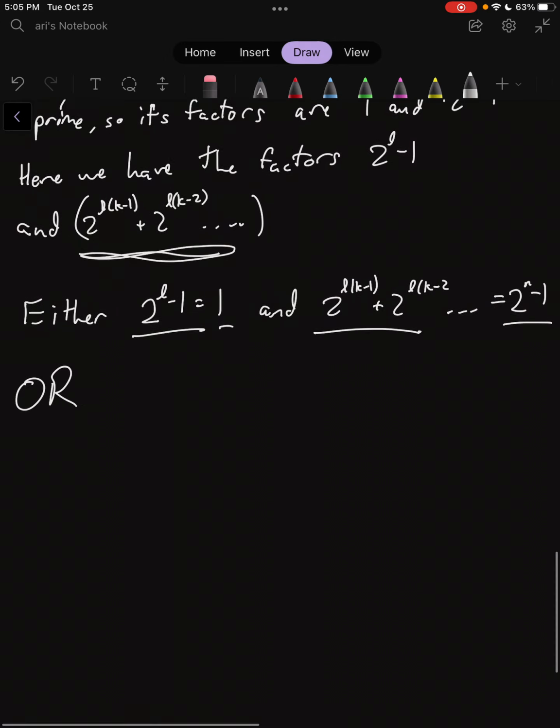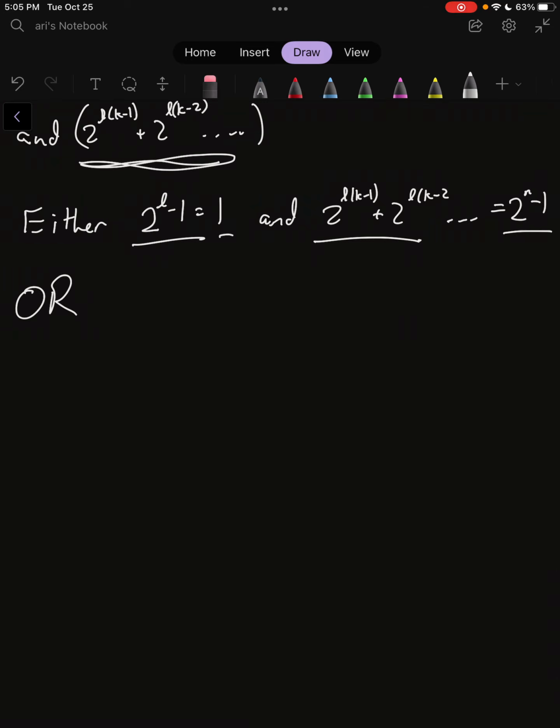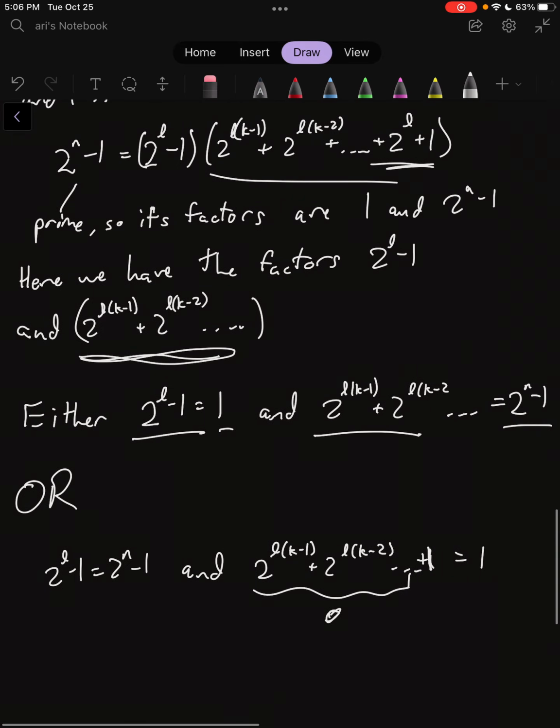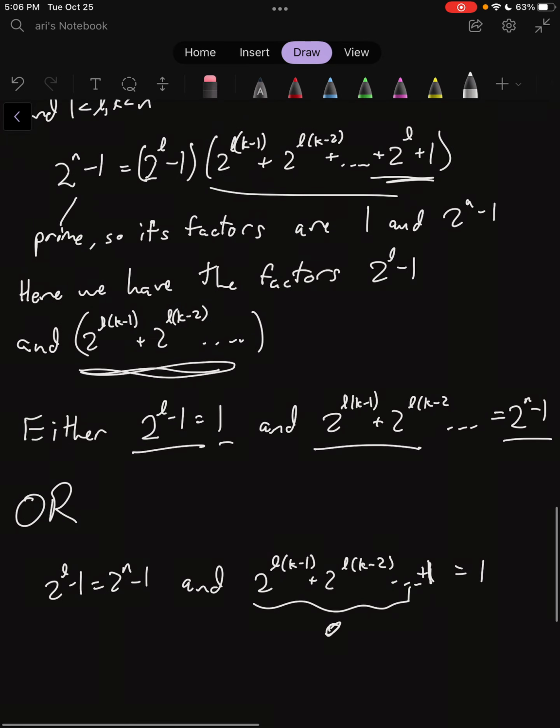Or, and I'm going to give myself a little space so that I could write in between, 2^L - 1 equals 2^n - 1, and 2^(Lk-1) + 2^(Lk-2), yada yada, equals 1. And one thing to note is that there's a plus 1 at the end of this, which means that all of this part, excluding the 1, would be equal to 0. That's just something to notice. So there's a lot of reasons these things can't work.